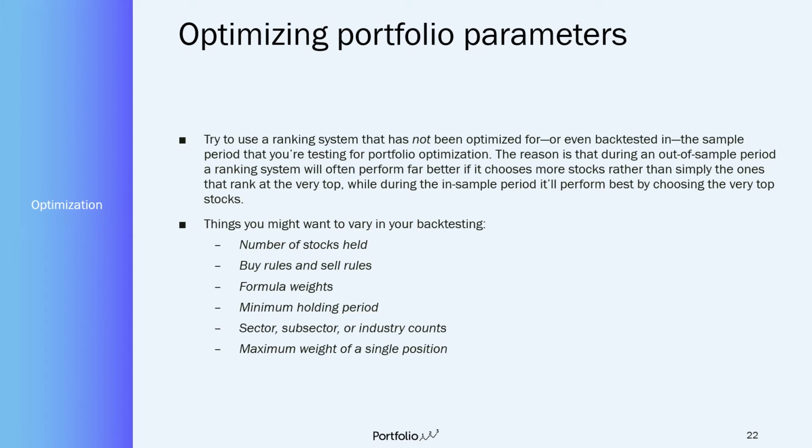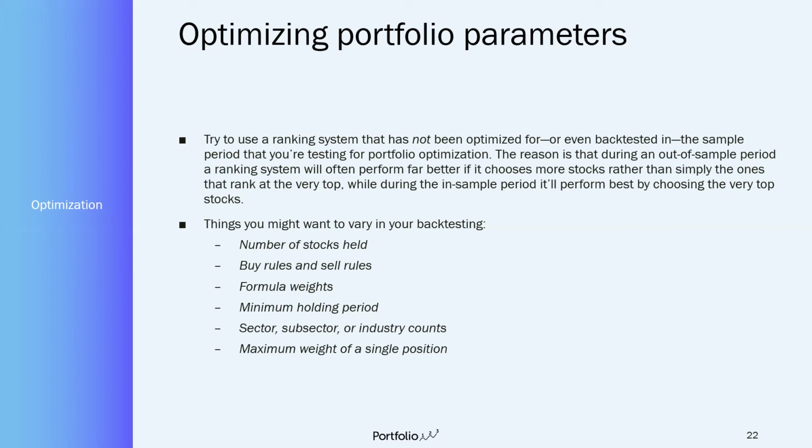Why? Because during an out-of-sample period, a ranking system will often perform far better if it chooses more stocks rather than simply the ones that rank at the very top. During an in-sample period, it'll almost always perform best by choosing the very top stocks. So I have found using old ranking systems that a strategy that chooses just the top 5 stocks is not going to do very well, whereas a strategy that chooses the top 15 or 20 will do much better.